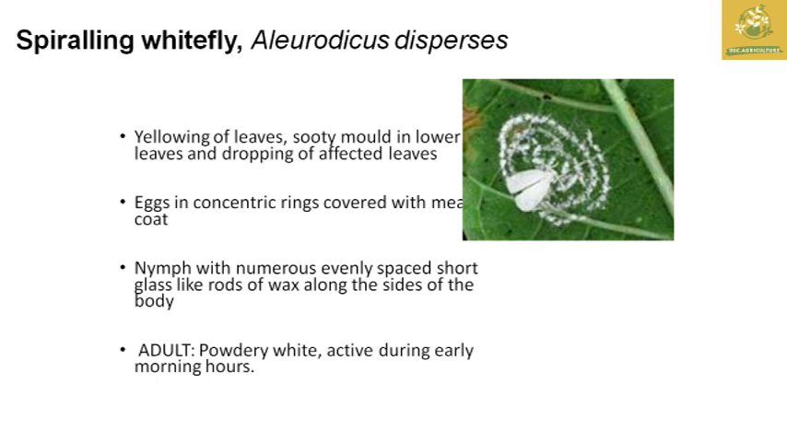So they used to get the name of spiraling whitefly based on how they lay eggs in concentric circles covered with their wax coats present in them, and the nymphs with the numerous evenly spaced short glass-like rods of wax along the sides of the body, and the adult which is said to be powdery white and which is active during early morning hours.